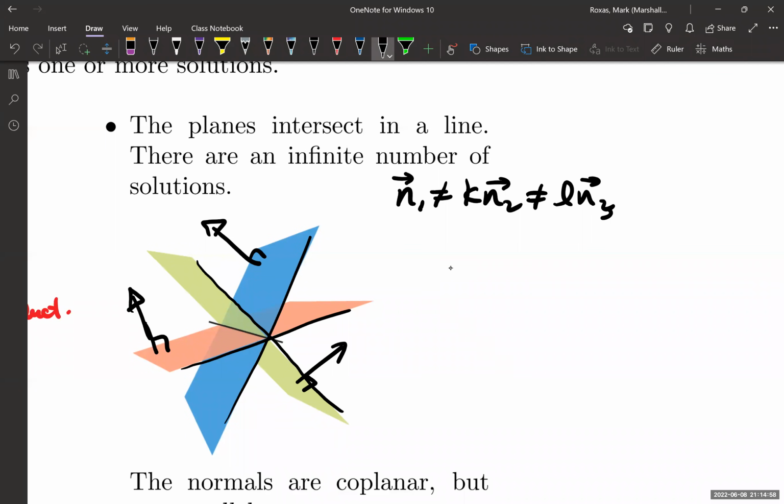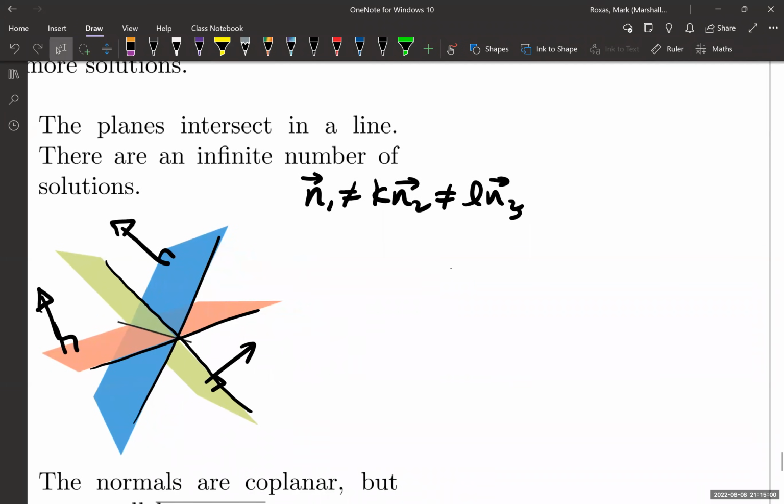And so here's why the triple scalar product is so important, because the triple scalar product for this scenario will equal 0. Okay, now why is that?